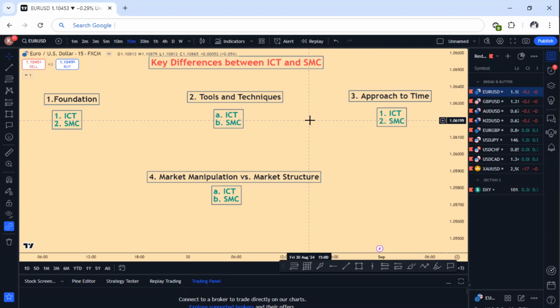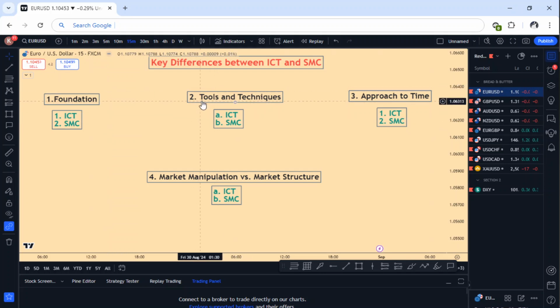foundation. Now let us look at ICT. ICT is rooted deeply in recognizing institutional order flow and potential market manipulation, while SMC is in most occasions more focused on the broader market structure and the interaction between supply and demand.